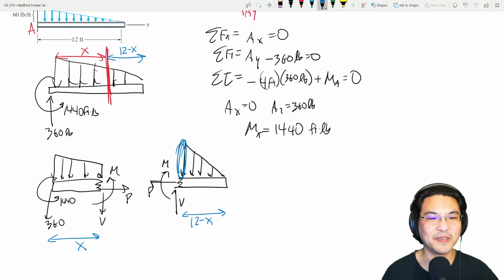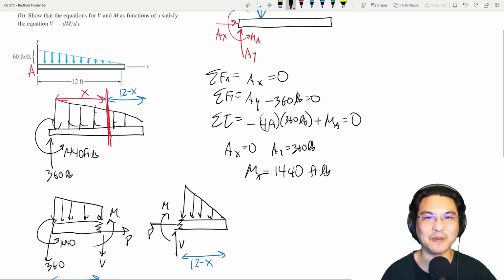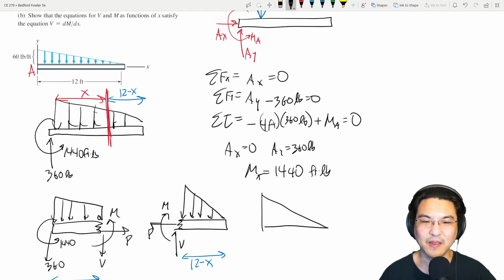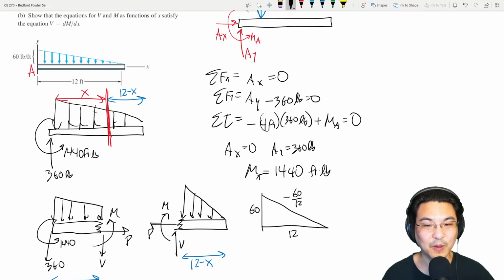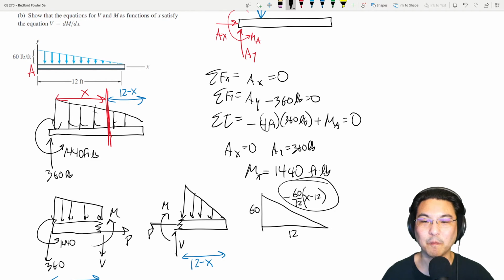How high is this? Okay, let's take a look at the original triangle. The original triangle was, right, this is 60, and this was 12 over here. So what's the slope? Negative, rise over run like this, right? So that's the slope. And then, right, it's a function of x. And then at x equal to 12, this is 0.